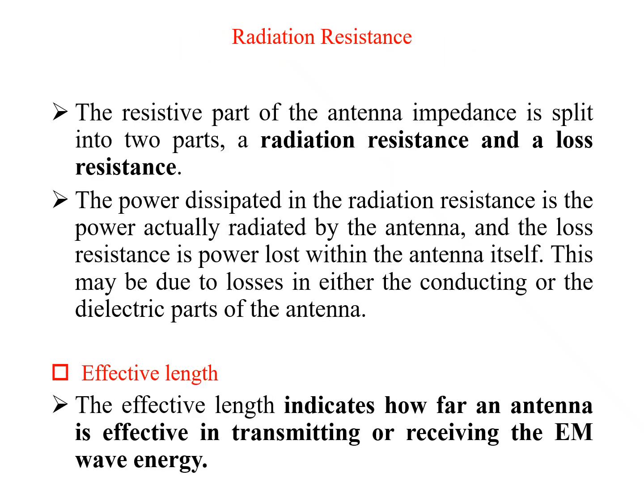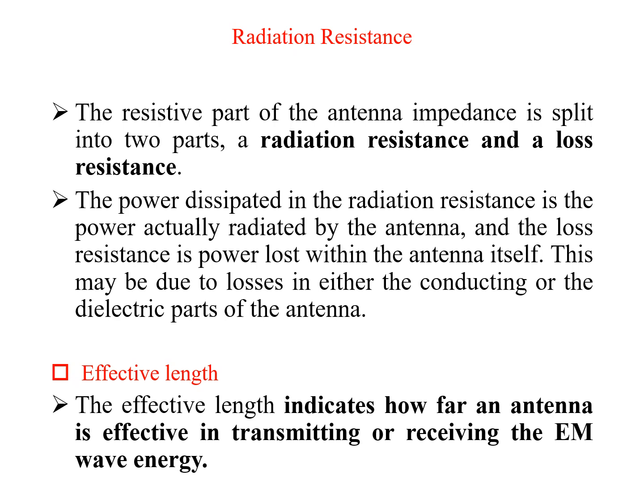See, radiation resistance is a resistance or impedance. We can define a radiation resistance and a loss resistance. The power which is dissipated in the radiation resistance is the power actually radiated by the antenna. How much power is radiated depends upon the radiation resistance of the antenna and the losses. It is determined by the power actually radiated and the loss.